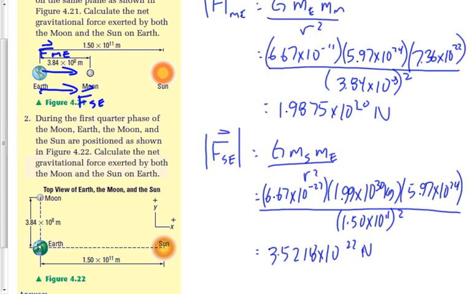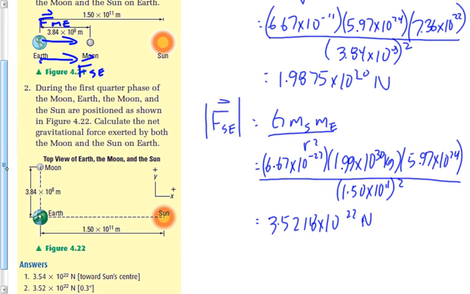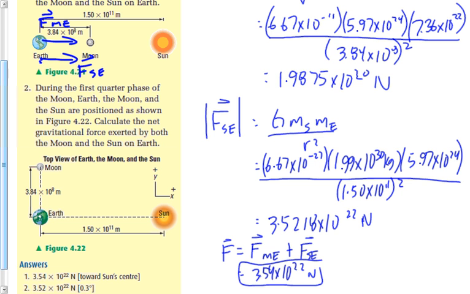Now what do we have to do with these? We have to add them up. Are we going to make one of them a negative? Why not? Both positive? Brendan, why are they both positive? Yeah, you can see that the direction of the force, according to our free body diagram, they're both to the right. So let's just add them up. Net force is equal to FME plus FSE. Let's make them both positive. We add them up. We get 3.54 times 10 to the 22. Is that good? How many people got that question?